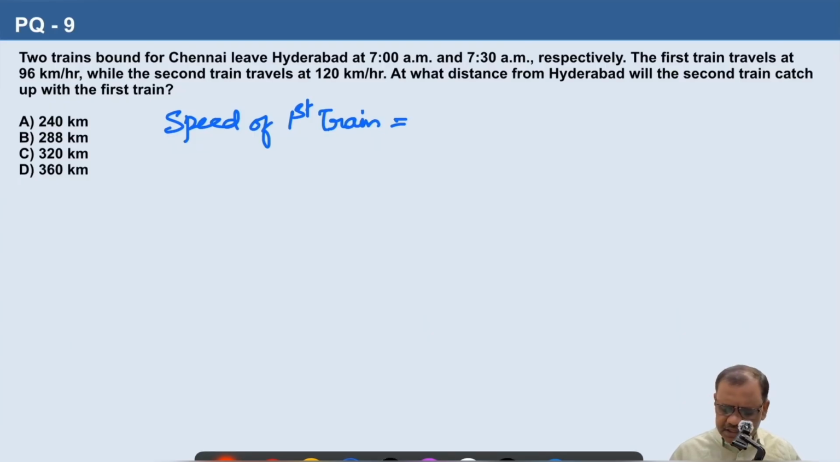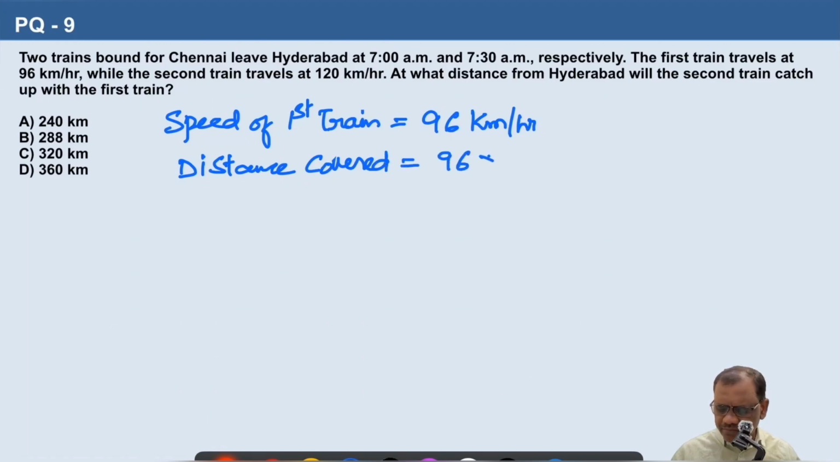First train travels at 96 kilometers per hour. So it is 30 minutes ahead. What is the distance covered by this first train? Distance covered in 30 minutes. 30 minutes is half hour. So multiply this with half. Simplify. 48 kilometers. So already the first train has covered 48 kilometers ahead.